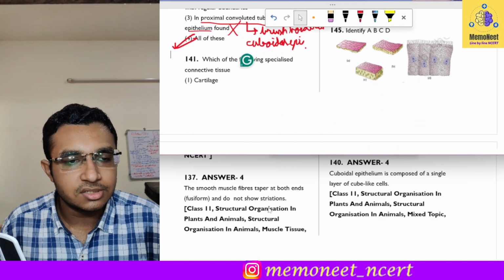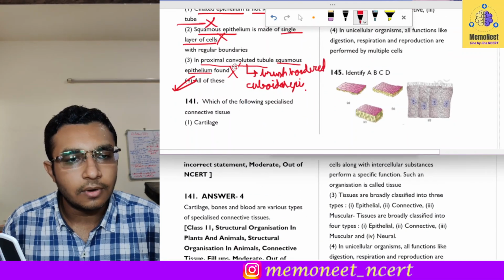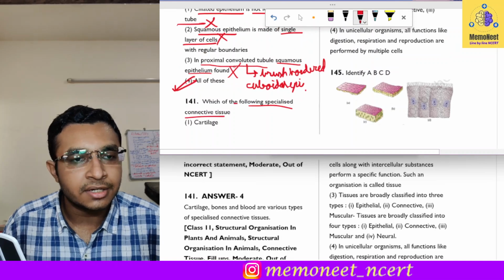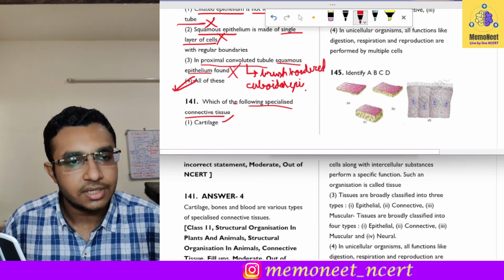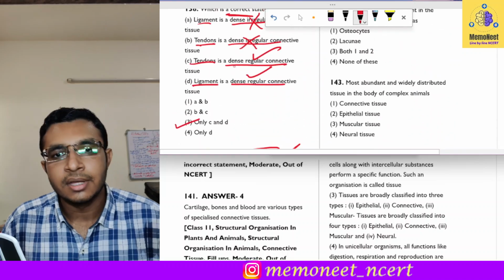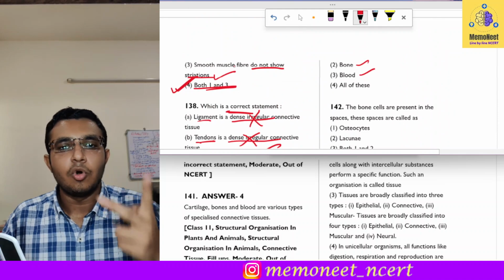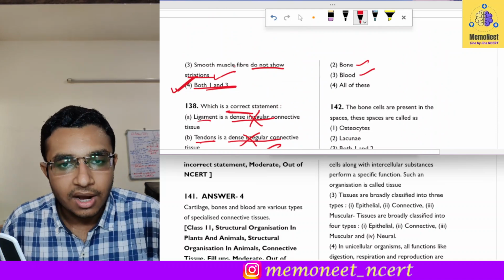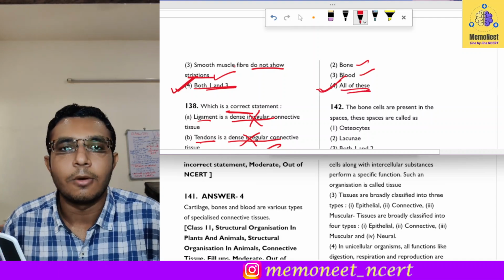Moving on to the next question, that is question number 141. It states that which of the following is a specialized connective tissue. So is cartilage specialized connective tissue? Yes, that is a specialized connective tissue. Next options are bone and blood. So cartilage, bone and blood, all of the above are specialized connective tissue. Therefore, the correct answer of this question is option 4.